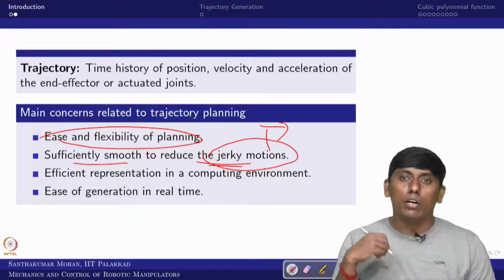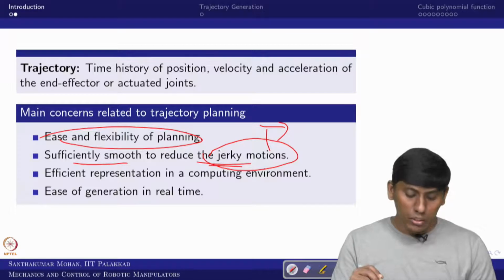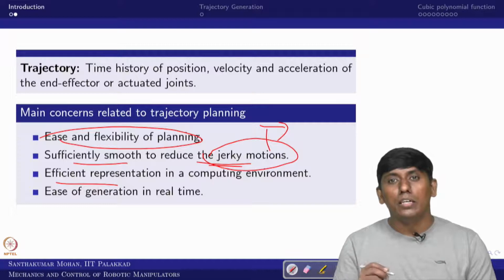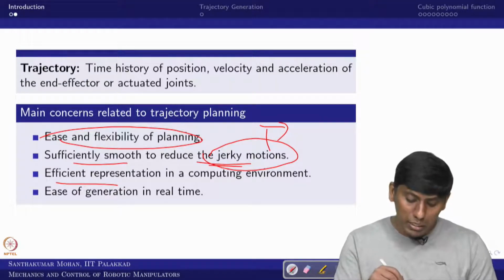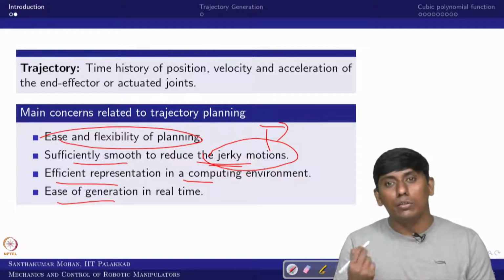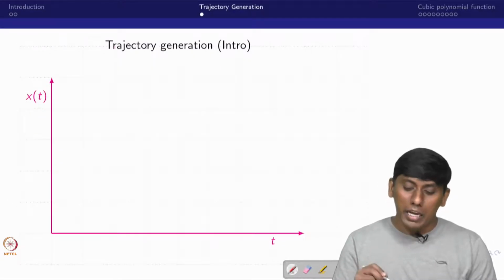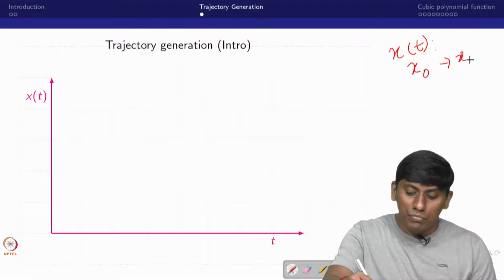Further, from a real time computational point of view, it should be efficient. The representation of the algorithm or the trajectory planner should be efficient as well as fast enough, in the sense that the processing time for computing should be good. That is what we said, ease of generation in real time, so that you can easily implement it at any point of time. So just to take that, what would be the easiest one? I have x of t, which is varying from x naught to xf.